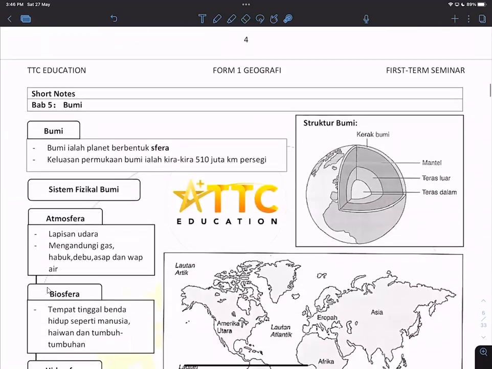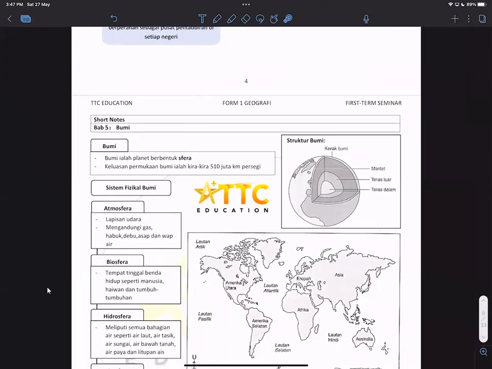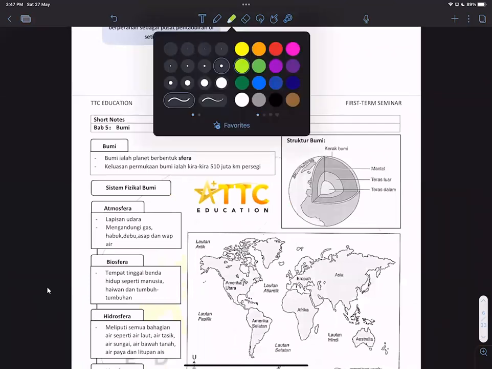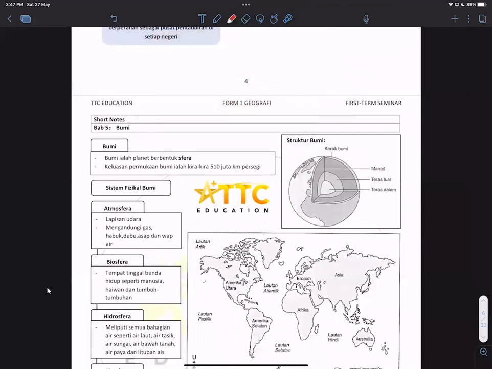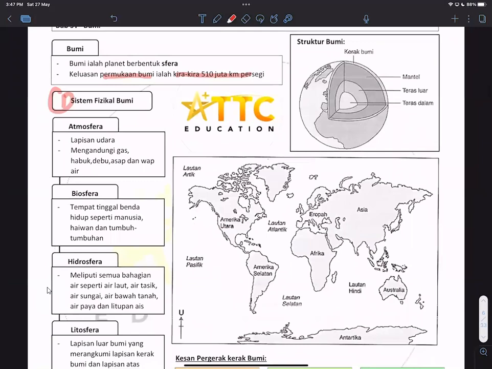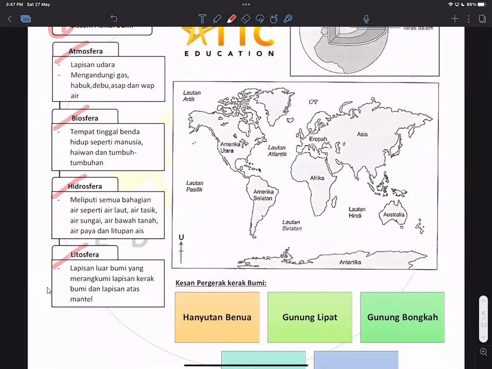So part 5. I summarize everything in part 5. So the first part for part 5 is system physical bumi. So this part you guys try to read on your own, the surface, because it only comes out in form 1, no longer asked in form 2 and form 3. Okay, so what is system physical bumi? Atmosphere, biosphere, hydrosphere, lithosphere. All the terms we just learned 2 weeks ago, right, in normal class. So good luck in memorizing this part.